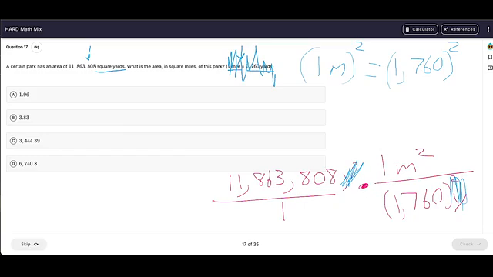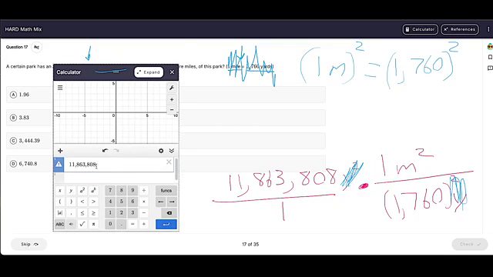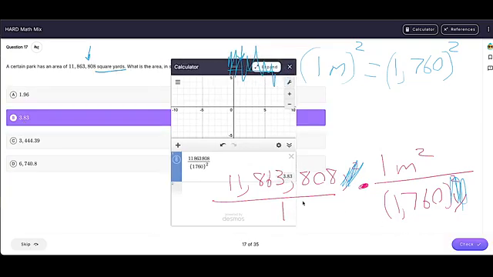So we'll throw this into Desmos. And obviously this is just dividing, right? We're just dividing by this. It was 1760 squared. And I think it's mad at me because I'm using commas, so let me get rid of those. There we go. And 3.83 is our answer. Just like that, we got our answer.